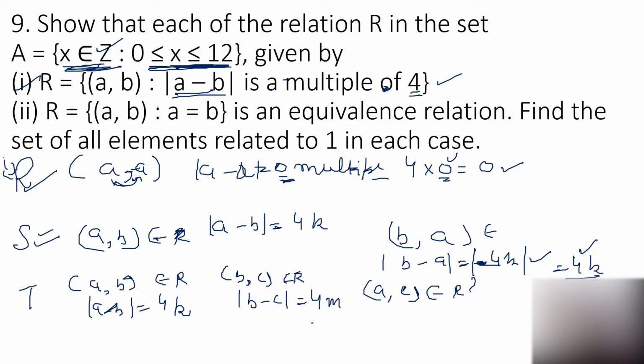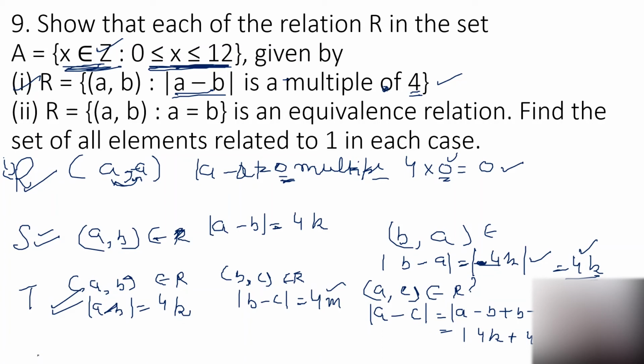Now, if these are multiples of 4, then what about A and C? Yes, A minus C is equal to, similarly, A minus B plus B minus C. And this is equal to some multiple of 4. So let's see how. A minus B is 4 times K, plus or minus 4M. So we can take 4 common. So it's K plus or minus M, but 4 is common, therefore it would also be a multiple of 4. Therefore, yes, it is transitive.